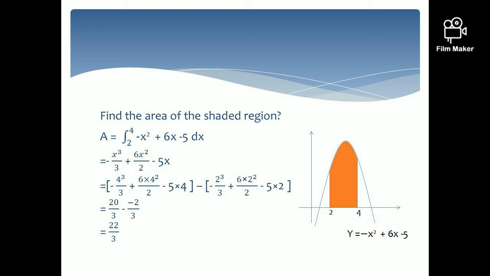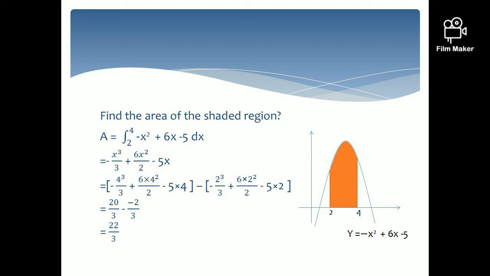In this problem, they expect us to find the shaded region enclosed by the curve and the x-axis from 2 to 4. Therefore, to obtain this area, what we are supposed to do is integrate the curve minus x squared plus 6x minus 5 from 2 to 4. Then, if you work out this integration, you receive the answer.